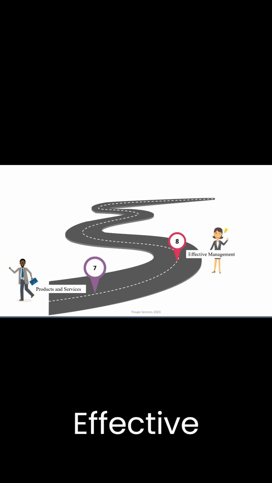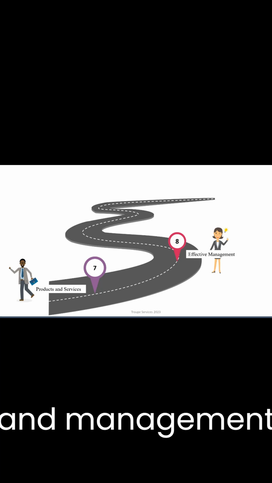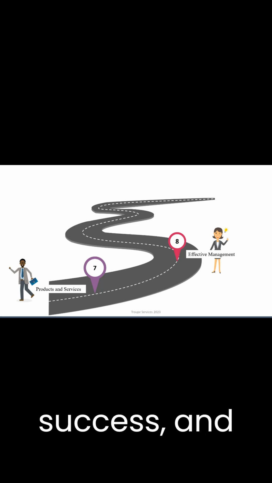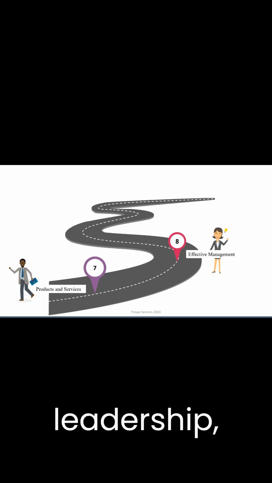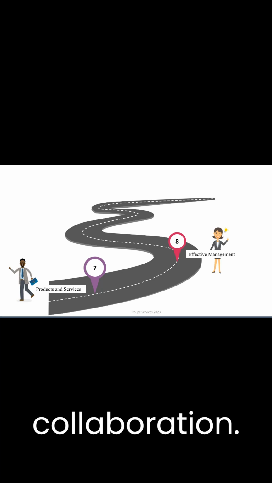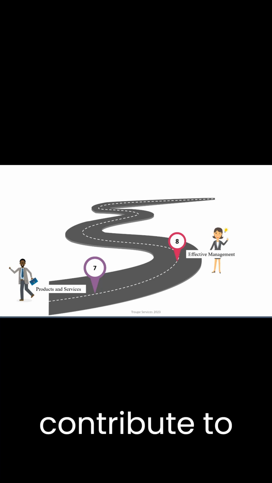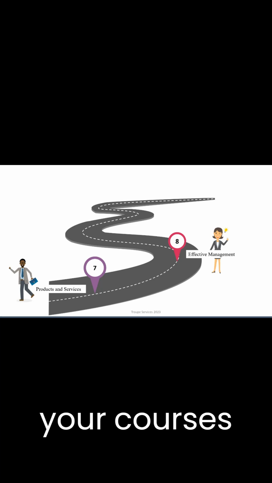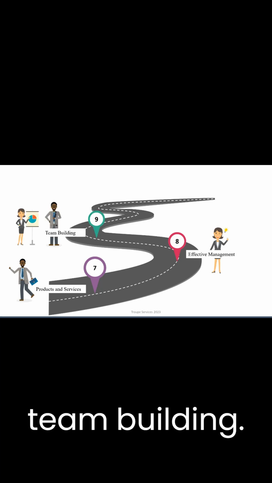Step number 8 is effective management. This will discuss the critical role of leadership and management in your business's success. It will also highlight the qualities and skills necessary for effective leadership, communication, and team collaboration. And we will also explain how you will empower your team to contribute to the success of your courses and your organization.